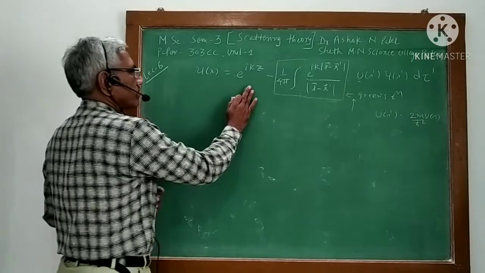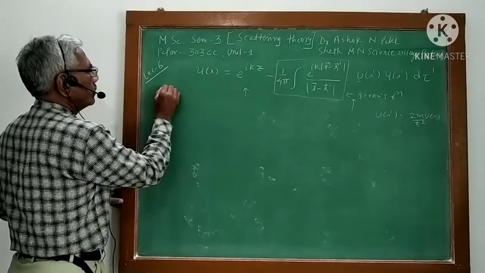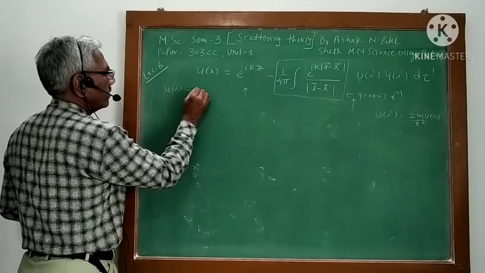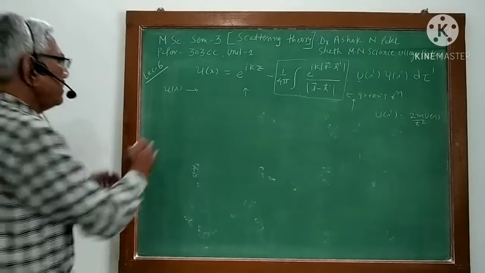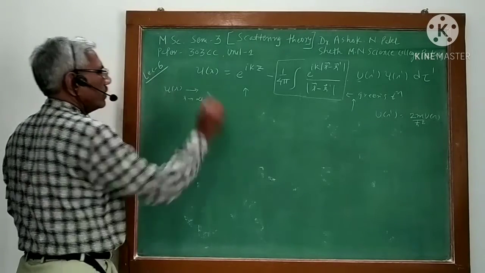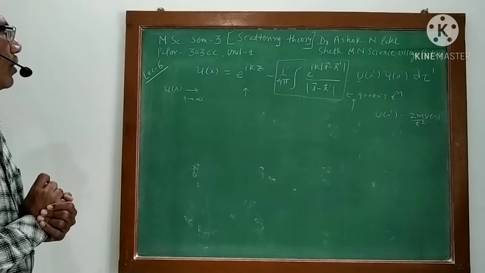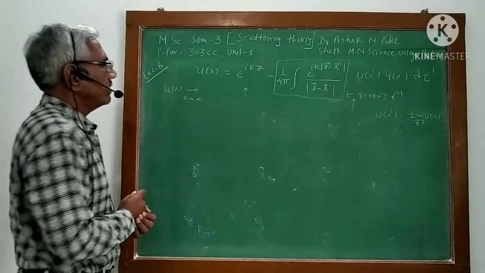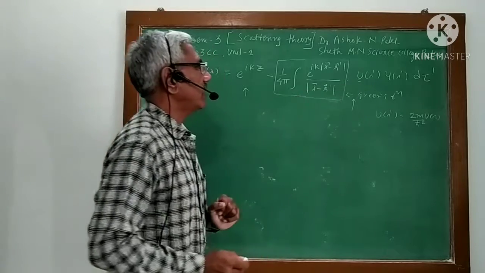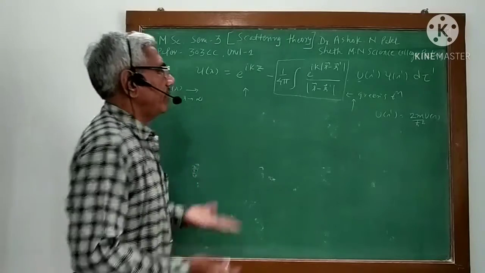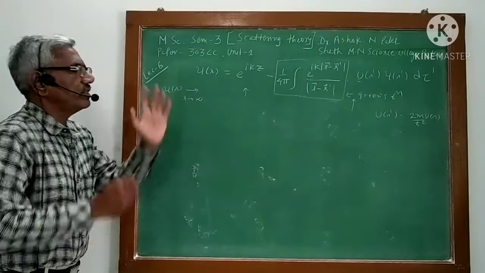Now suppose in this equation, you want the solution at a distance very far from the scattering center, that means r tends to infinity, r is very large. In that case, in this particular expression, there is this part |r minus r dash|. So what is the approximate value of this term in case r is very large?